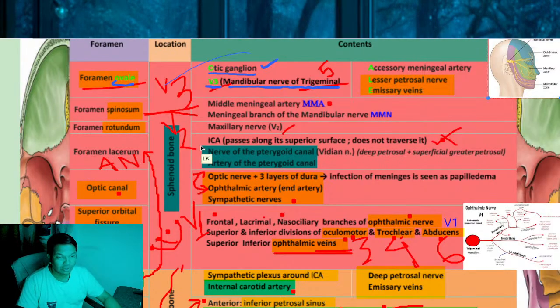Some of the literature says that the foramen lacerum is the same as the carotid canal.